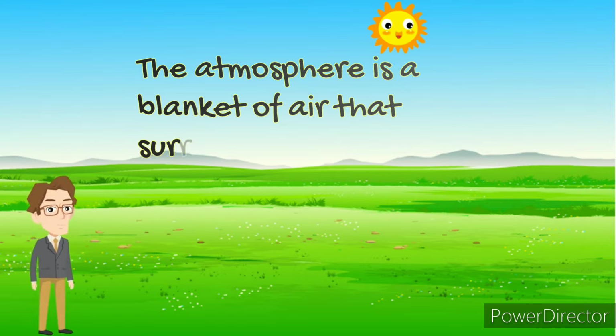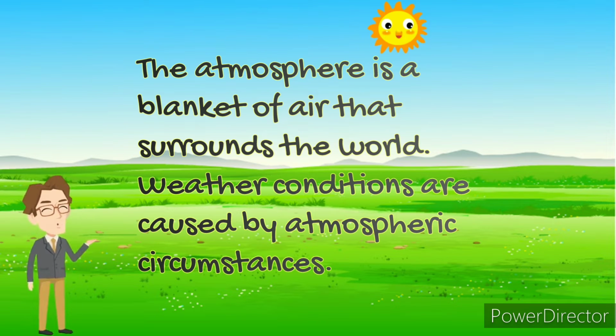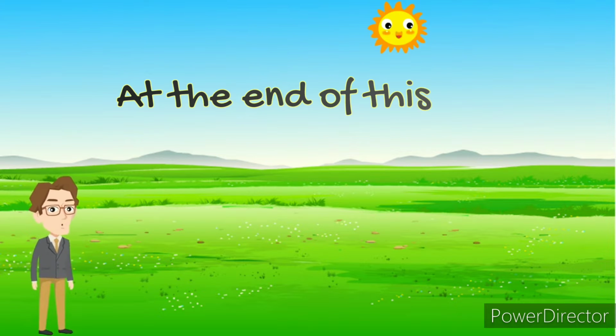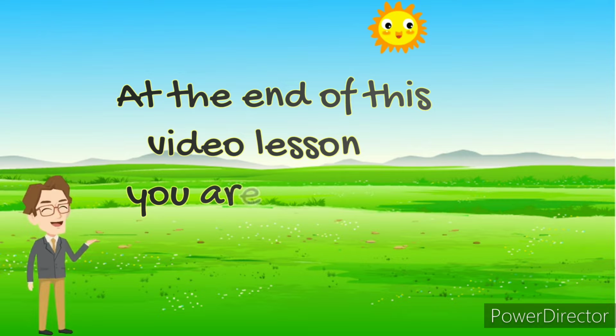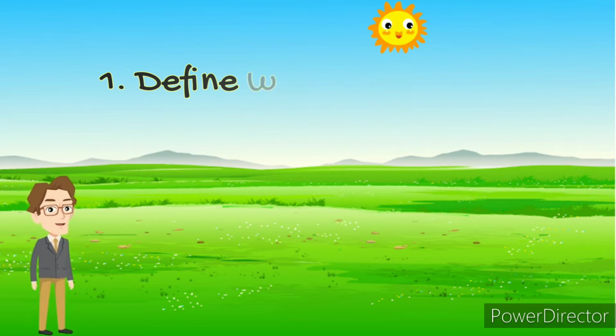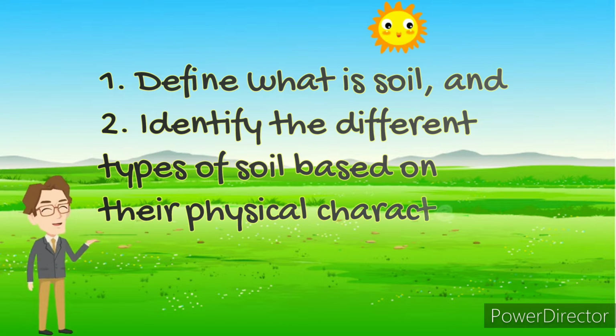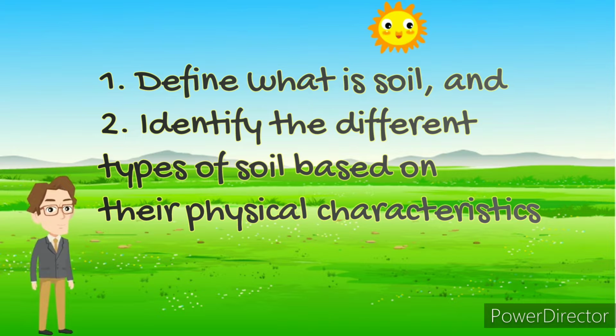The atmosphere is a blanket of air that surrounds the world. Weather conditions are caused by atmospheric circumstances. At the end of this video lesson, you are expected to define what soil is and identify the different types of soil based on their physical characteristics.